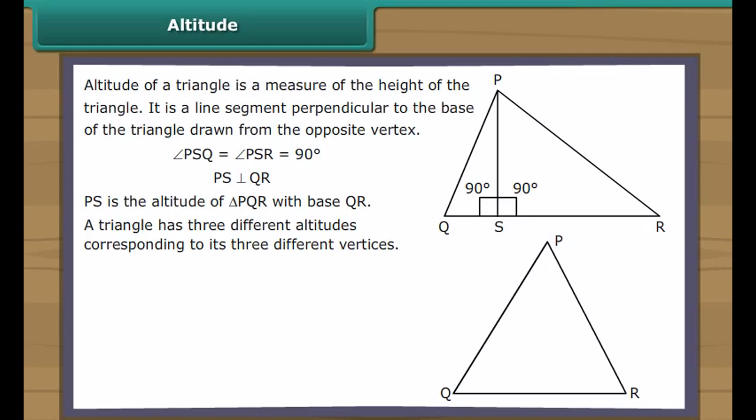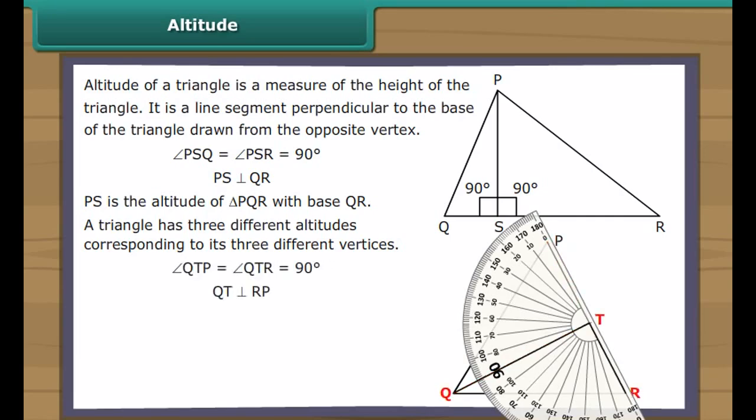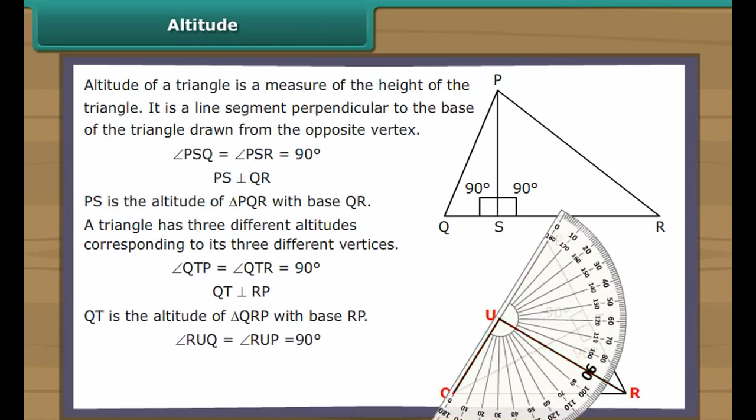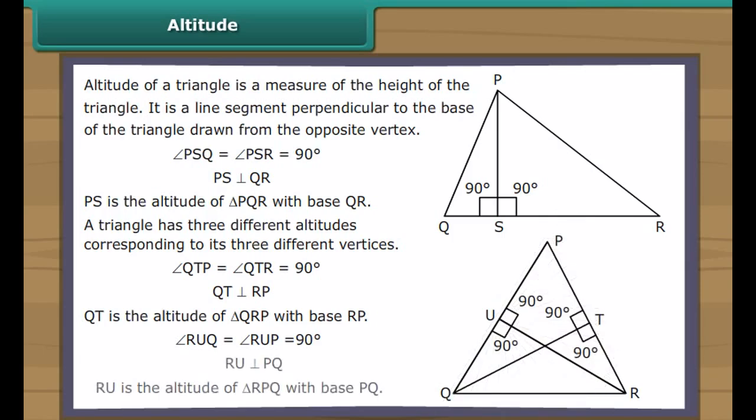Let us now take a look at the remaining altitudes. We draw a line segment from Q perpendicular to RP at point T. It intersects RP at right angles. Therefore, QT is the altitude of triangle QRP with base RP. We draw another line segment from R perpendicular to PQ at point U. It intersects PQ at right angles. Therefore, RU is the altitude of triangle RPQ with base PQ.